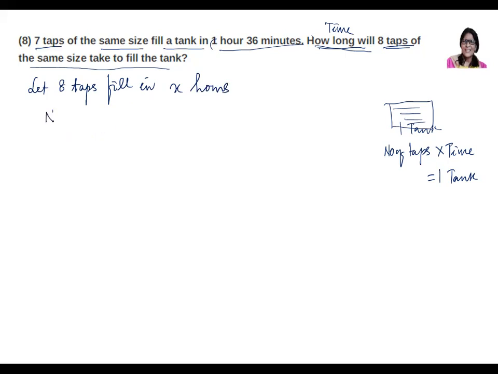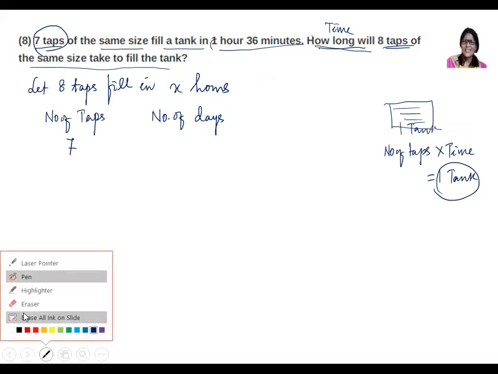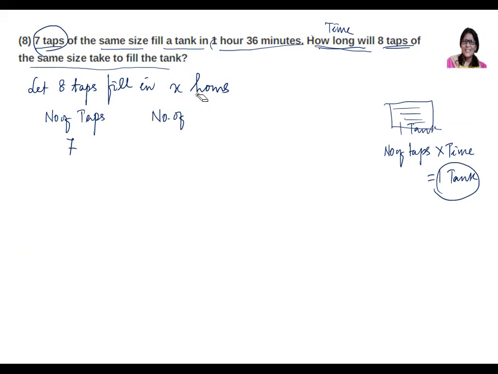So now number of taps and number of hours. And their product is what? The product is one tank they are filling. Number of taps for first it is 7. It is not number of days, it is number of hours I should write. So I will convert this into hours, 1 hour 36 minutes.